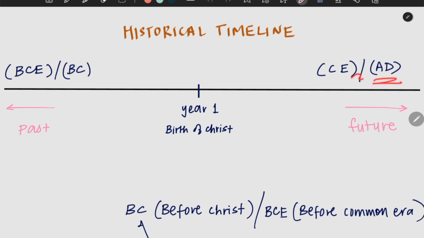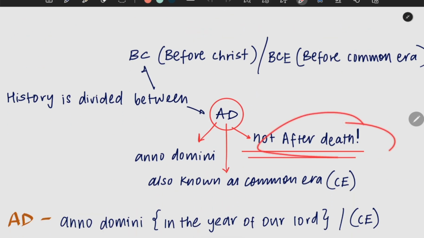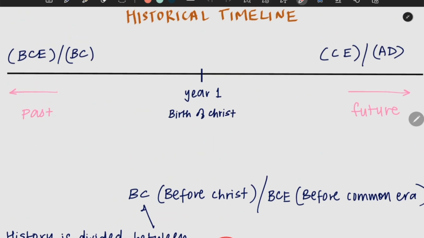And AD means Anno Domini, not after death. Many people mistake this as after death. I'll tell you why it's not after death, because the year starts with the birth of Christ.